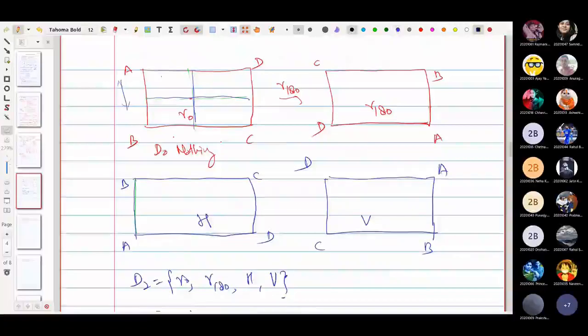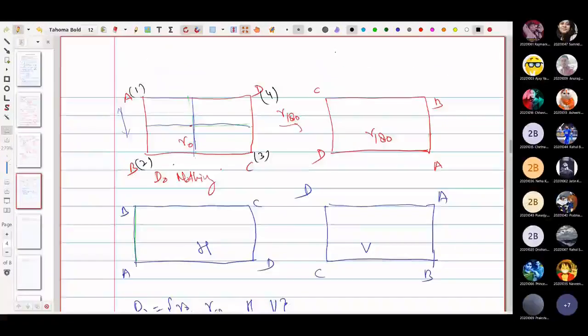If you want, you can name them 1, 2, 3, 4. Okay, so do nothing is going to be your... let me write here. Do nothing means 1 goes to 1, 2 goes to 2, 3 goes to 3, 4 goes to 4. So you can write it as a permutation. So this is essentially the identity.